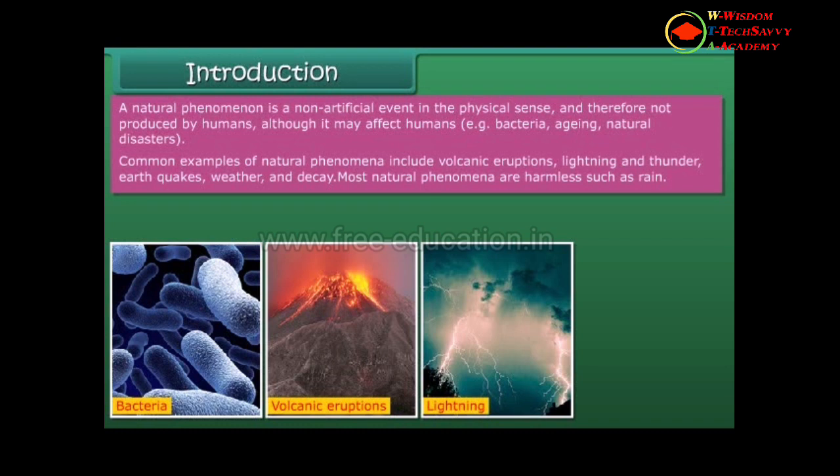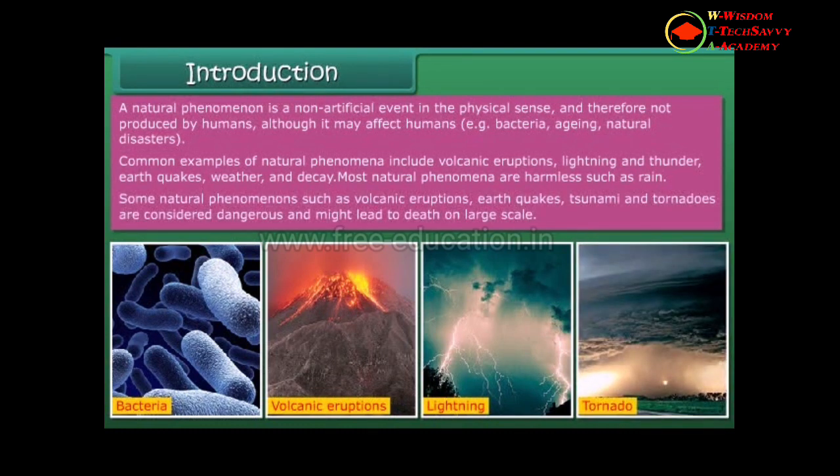Most natural phenomena are harmless, such as rain. Some natural phenomena, such as volcanic eruptions, earthquakes, tsunami and tornadoes, are considered dangerous and might lead to death on a large scale.